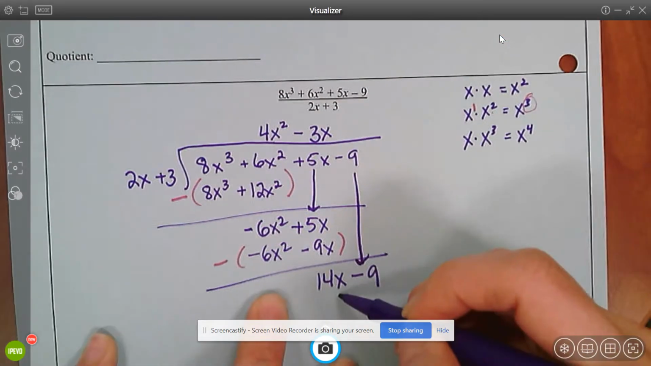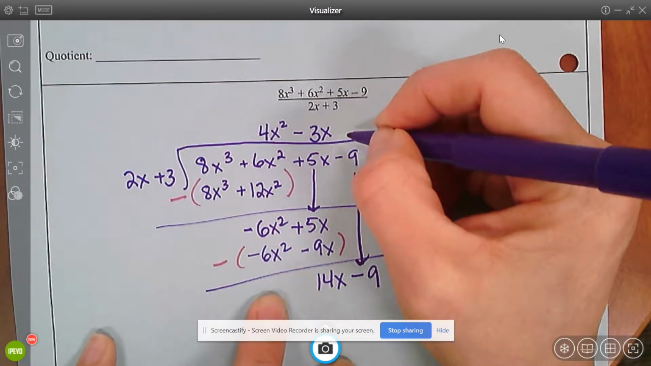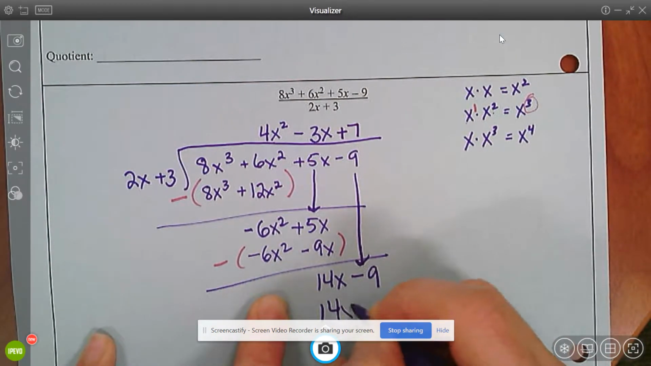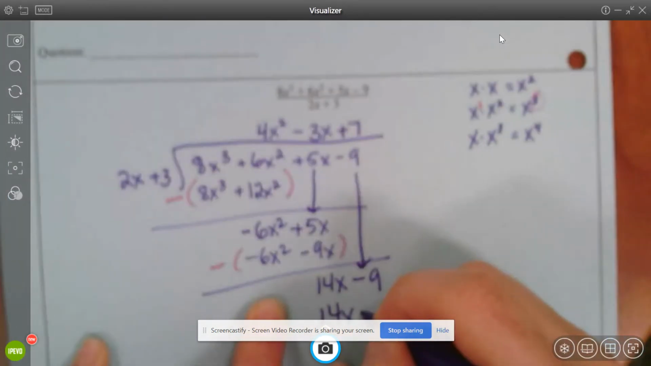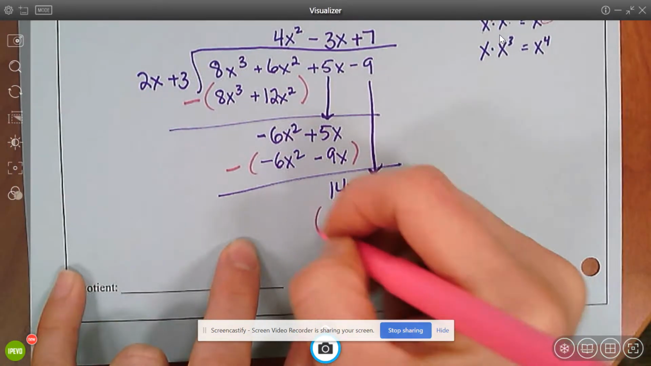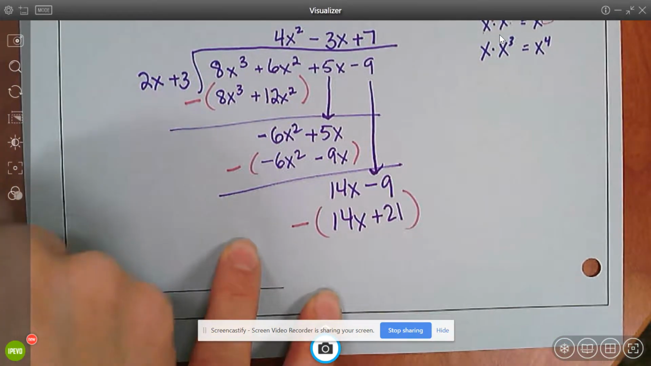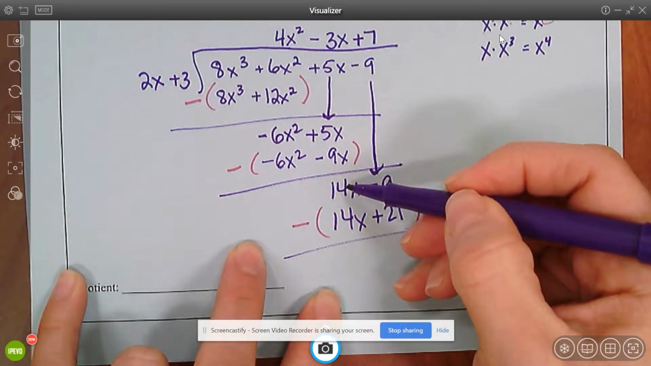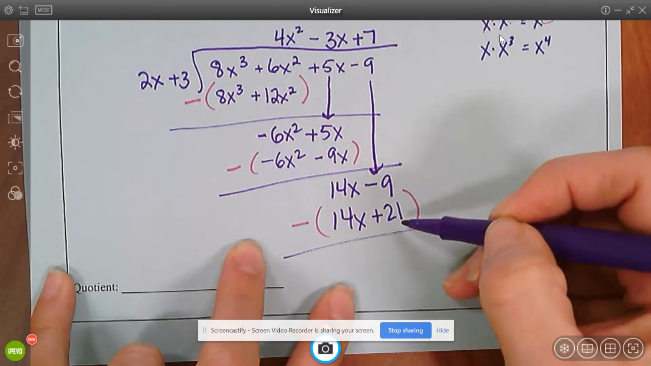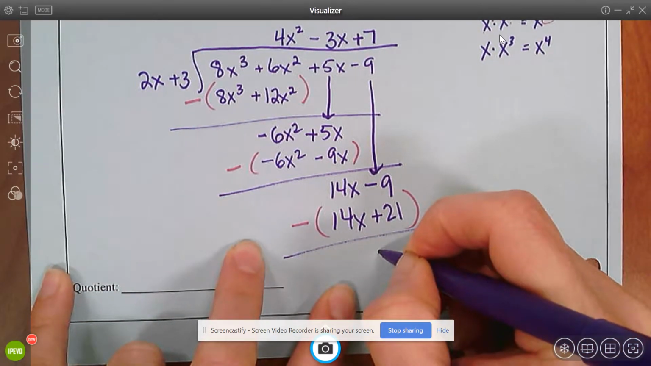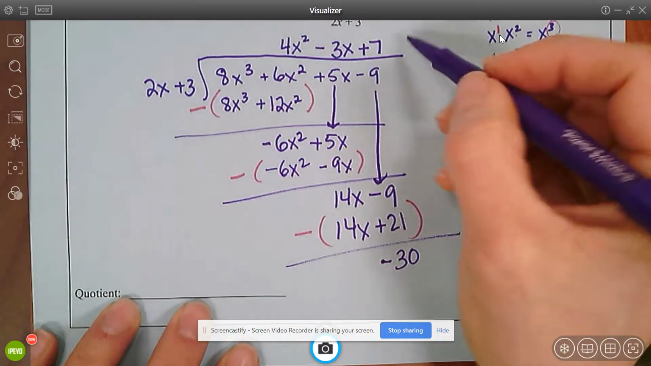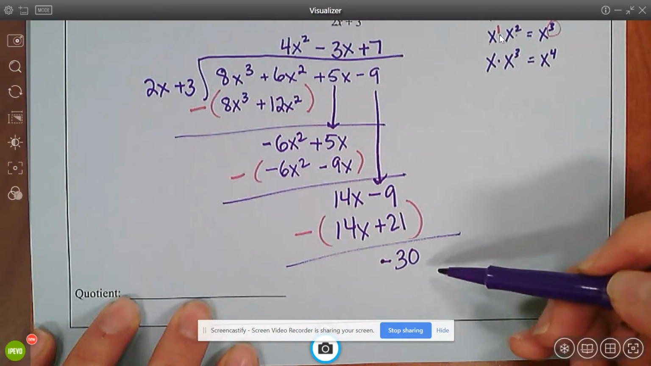Something times 2x is 14x. That is going to be 7. 7 times 2x is 14x. 7 times 3 is 21. We're going to subtract all of this. 14 minus 14 is 0. Negative 9 minus 21 is negative 30. So we are done. This is our quotient up at the top, and that's our remainder.